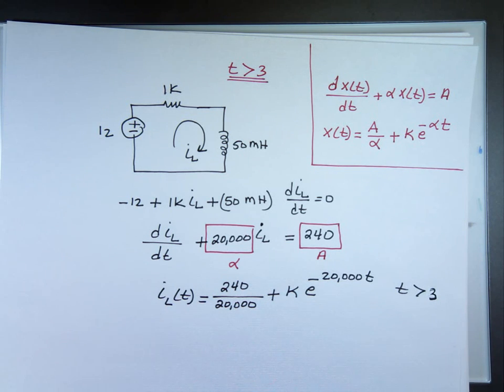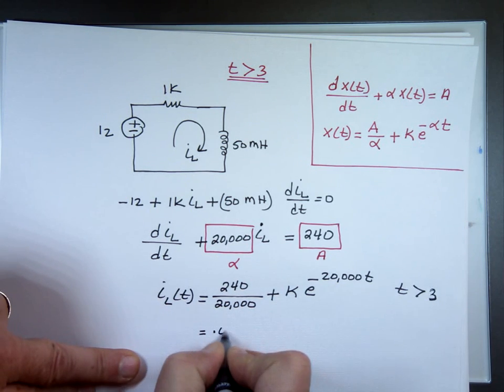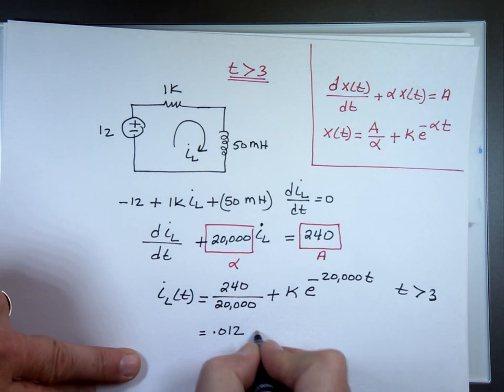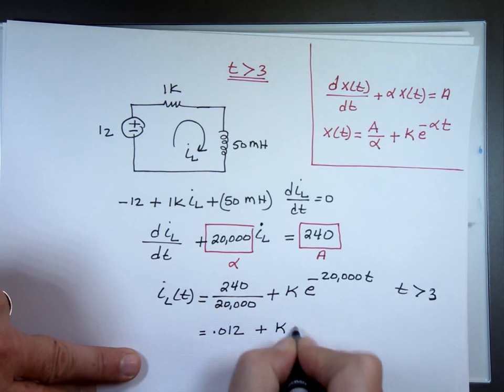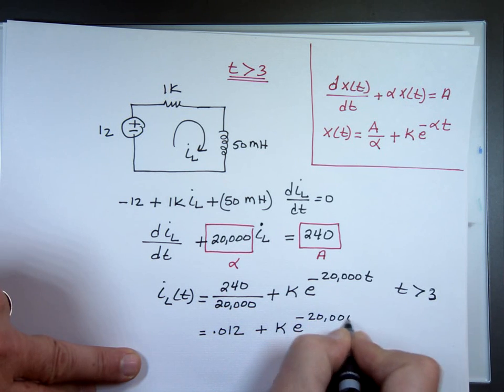240 divided by 20,000 is 0.012, or 12 milli if you want, plus k e to the negative 20,000 t.